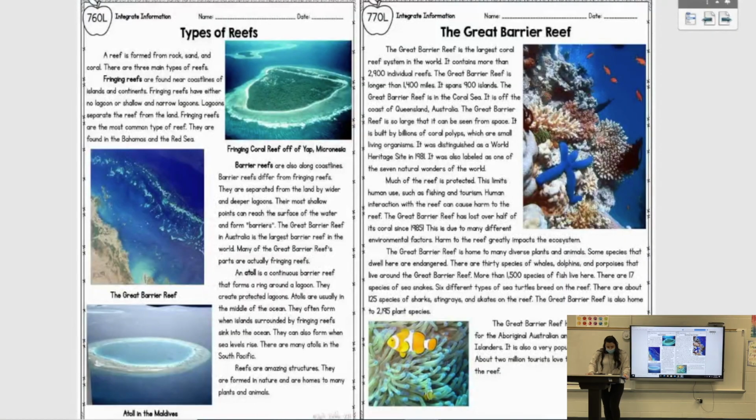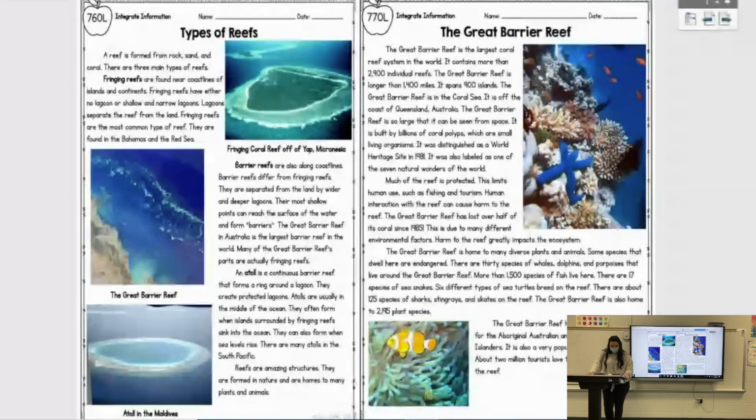Types of reefs. A reef is formed from rock, sand, and coral. There are 3 main types of reefs. Fringing reefs are found near coastlines of islands and continents. Fringing reefs have either no lagoon or shallow and narrow lagoons. Lagoons separate the reef from the land.